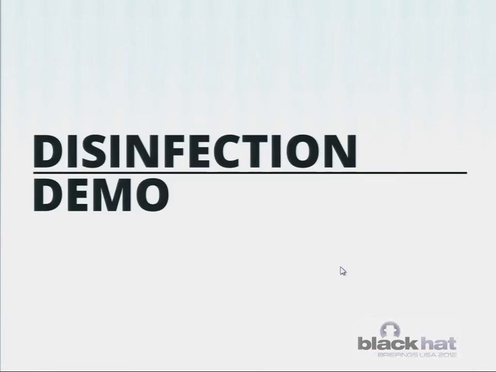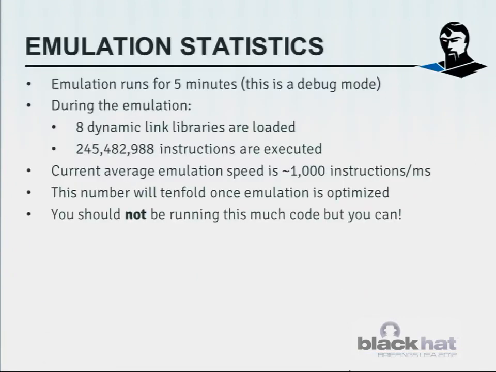And other than that, there's a lot of libraries being loaded, but the number of instructions being executed is just huge. We have to execute 245 million different instructions to actually decrypt the virus itself. So at this point, as we are presenting this, our current average emulator speed is about 1,000 instructions per millisecond, and that's not good enough. We can actually optimize that, and before the release we will tenfold this number, so you'll have 10,000 instructions per millisecond, which will reduce this disinfection time by tenfold.